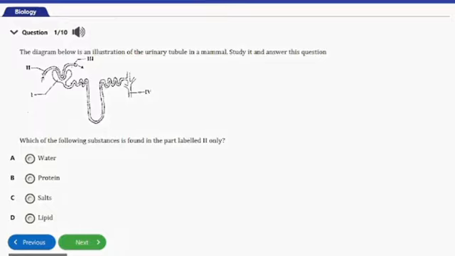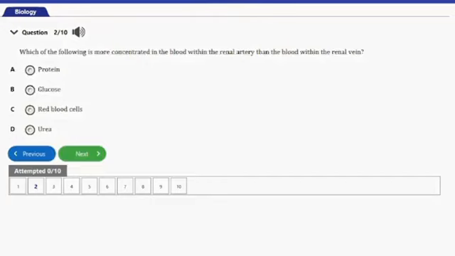Let's go ahead and consider the next question. That's question number 2. It says, which of the following is more concentrated in the blood within the renal artery than the blood within the renal vein? We have A, protein, B, glucose, C, red blood cells, D, urea. The answer to this question is option D, and that's the urea.